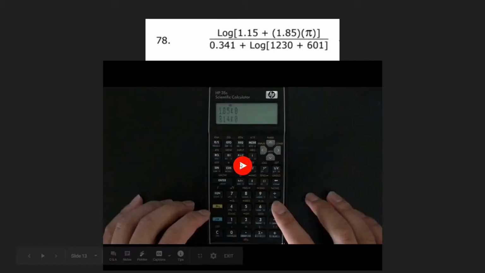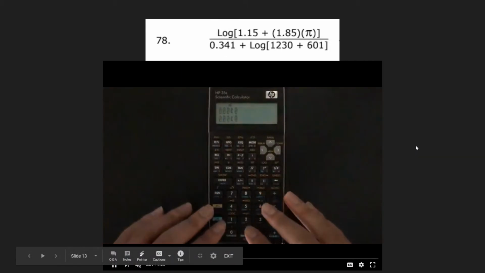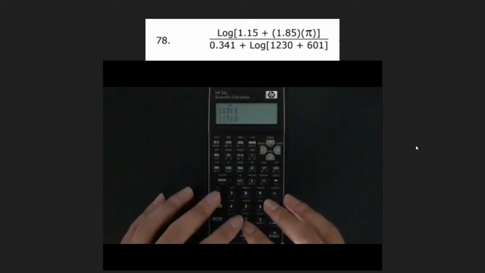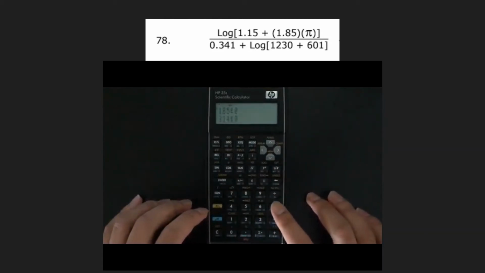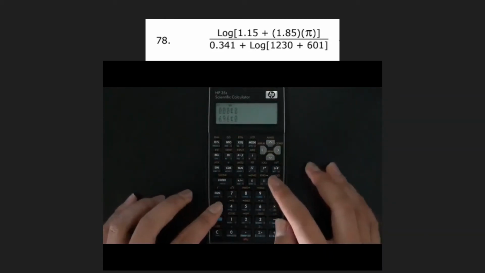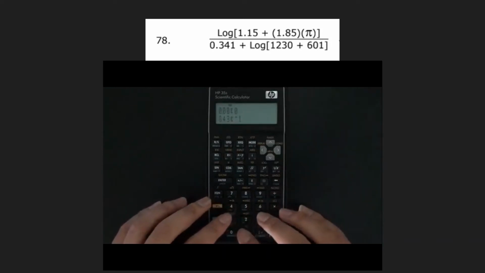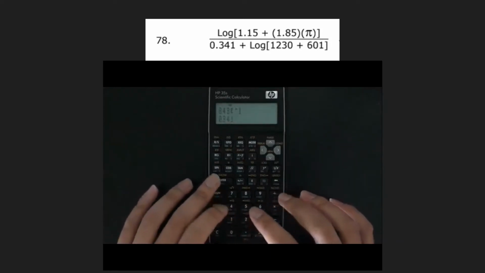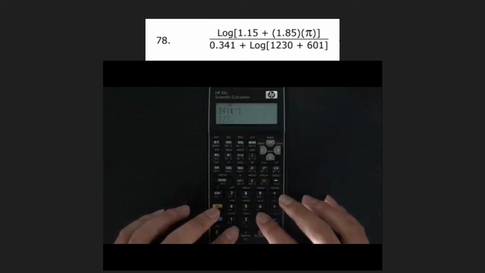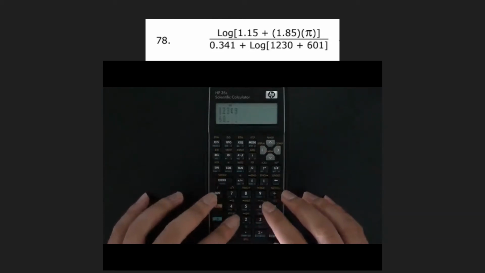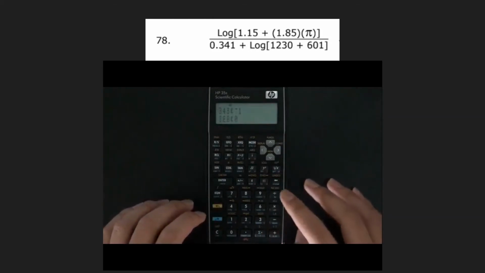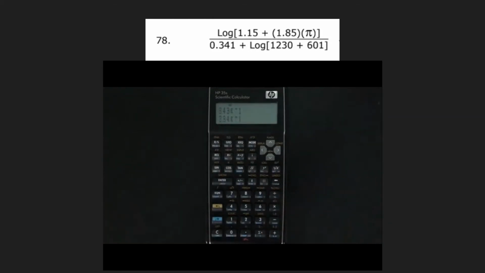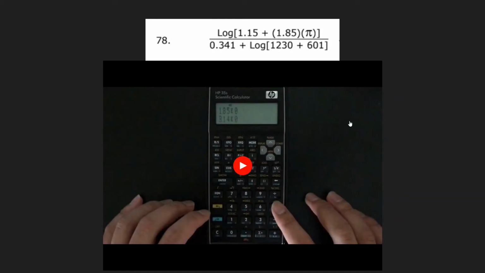Question 78. Start off with 1.15, enter 1.85, and then yellow shift key and cosine for pi, multiply, add, yellow shift key and y over x for log, 0.341, enter 1230, enter 601, add, yellow shift key and y over x button, and then add, then divide. Remember, you want to enter the answer in the bottom line and not the top.